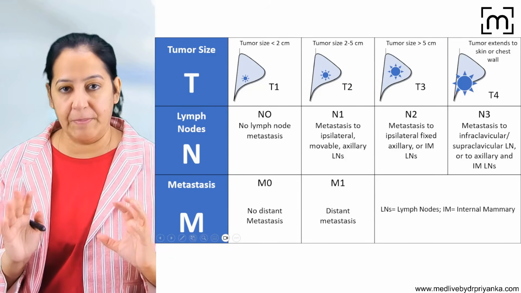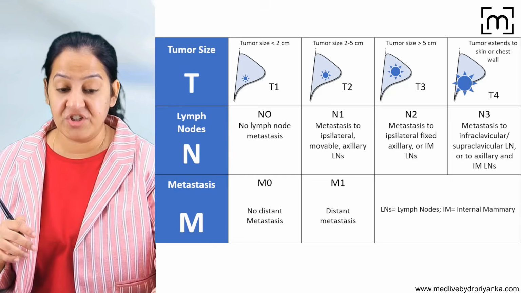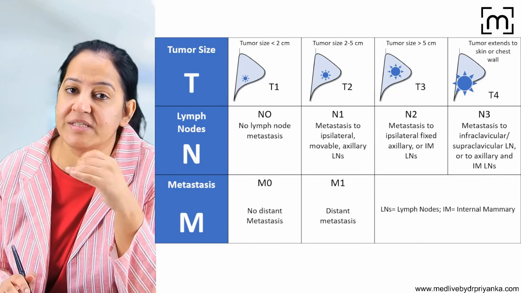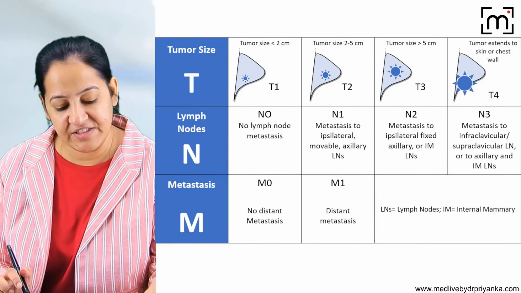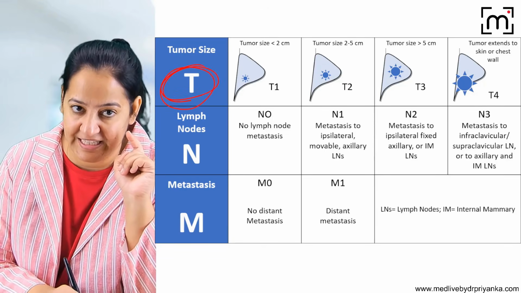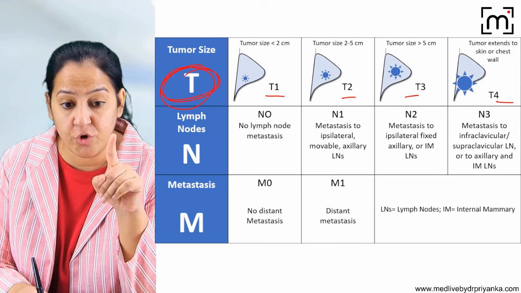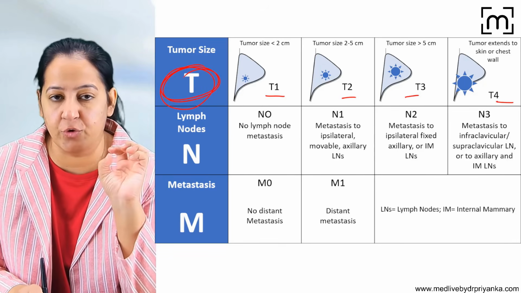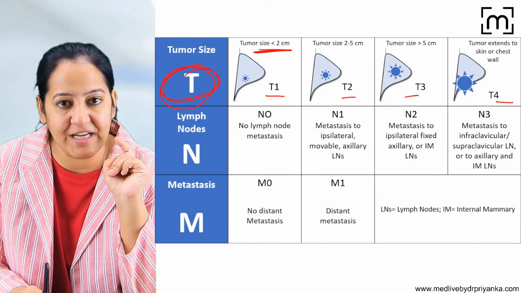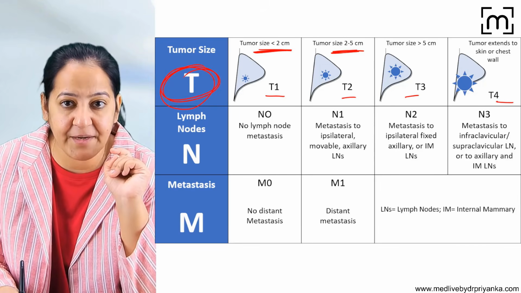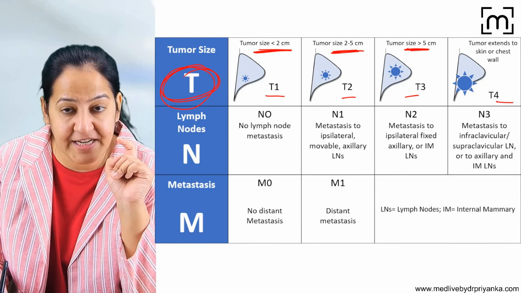So let's talk about breast cancer. For example, there is a patient coming to my clinic, a lady who is having a mass in the breast. So first I will judge the T for that lady. What is T? There are 4 options of T. Is it T1, T2, T3 or T4? I will do a mammography and I will see the tumor. If the tumor is less than 2 centimeter, it's T1. If it is 2 to 5 centimeter, it's T2. If it is more than 5 centimeter, it's T3.